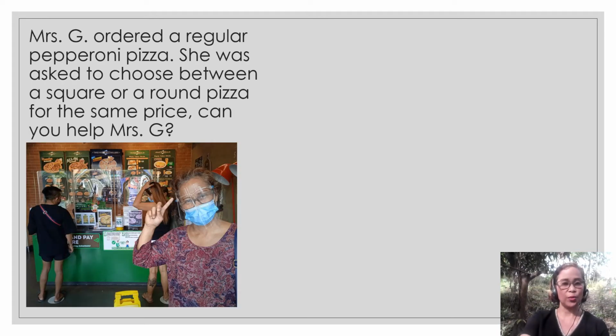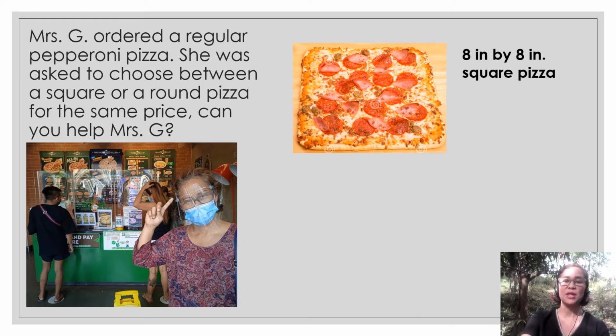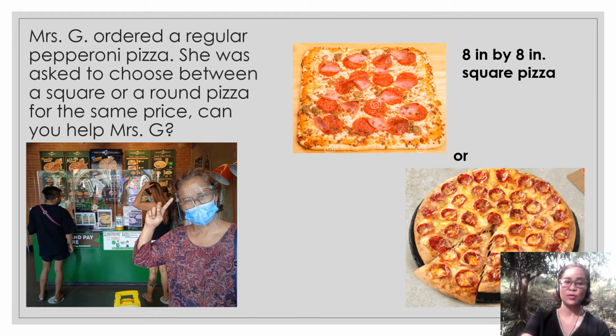Our new topic for today has many applications in real life. One of them is the problem that I'm going to show you. Mrs. G ordered a regular pepperoni pizza. She was asked to choose between a square or a round pizza at the same price. Can you help Mrs. G decide which to buy? The square pizza has a dimension of 8 inches by 8 inches, while the round pizza has a diameter of 9 inches. Now, I'm going to pause this video and I want you to think, which do you think is the best buy for Mrs. G?